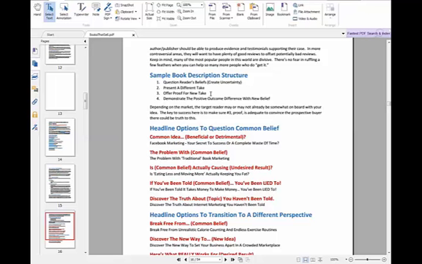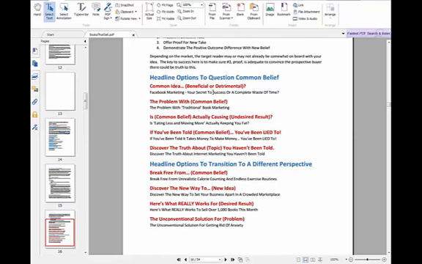But realize that just gives you a starting point. You don't have to be stuck in a very particular structure, okay? It just makes it easier if this is your first time doing this sort of stuff. Then I give you some headlines to open up your book description, and especially something that challenges the belief. So the problem with paleo, the problem with goals.